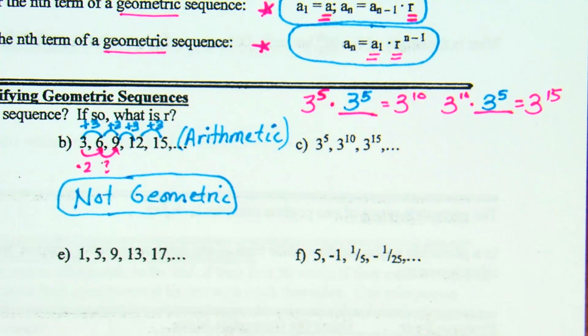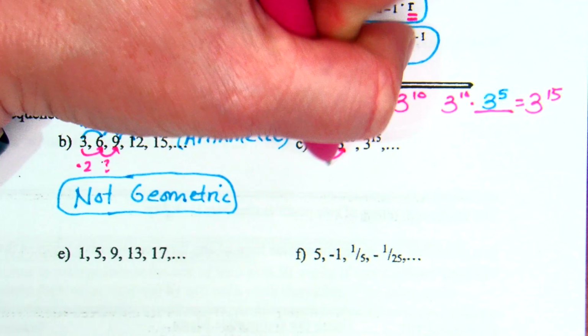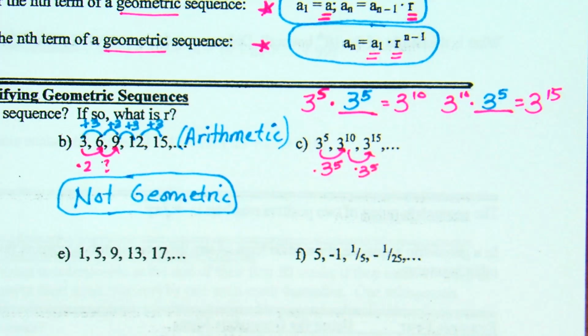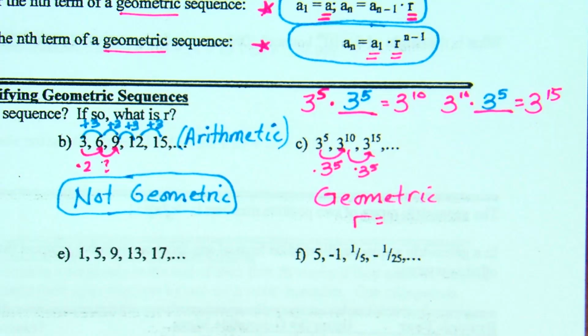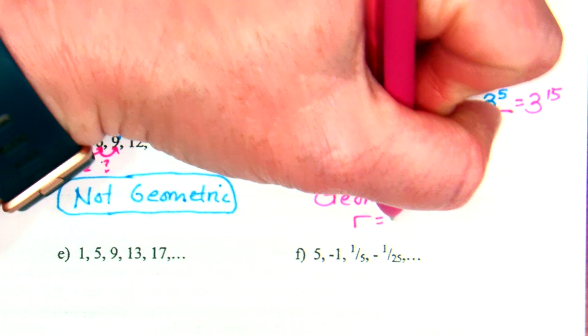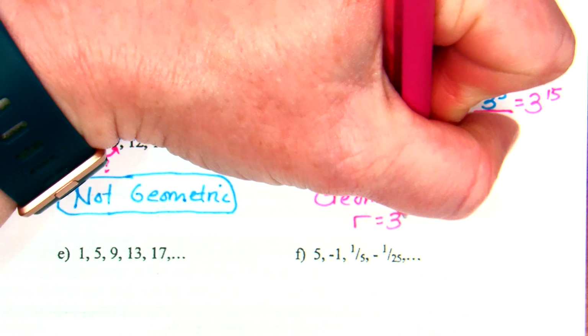Okay, so 3 to the 5th times what is 3 to the 10th? 3 to the 5th. 3 to the 10th times what is 3 to the 15th? 3 to the 5th. Is this geometric? Did I multiply by the same thing repeatedly? I did. So this is geometric. If it's geometric, what is R? I'm going to say 3 to the 5th. Natalie's going to say 243 back there.